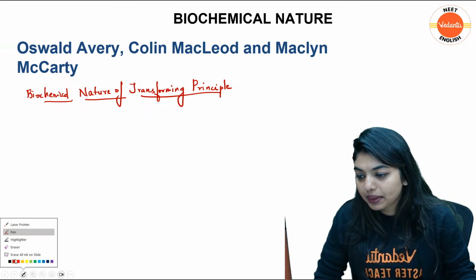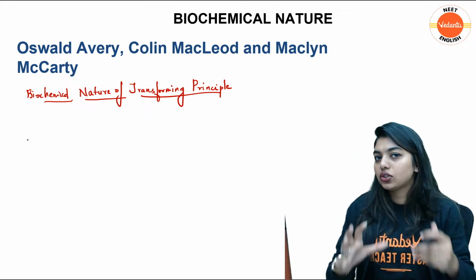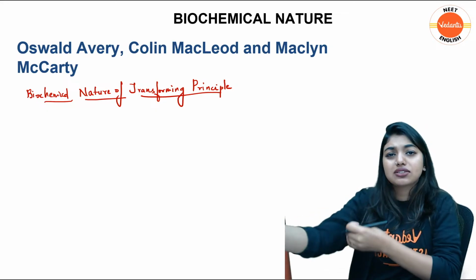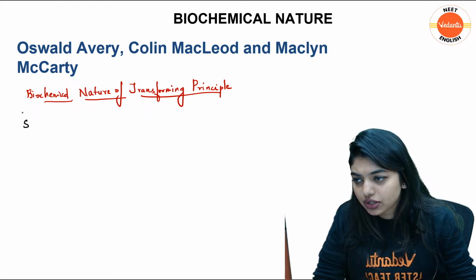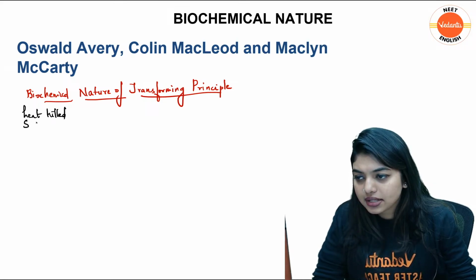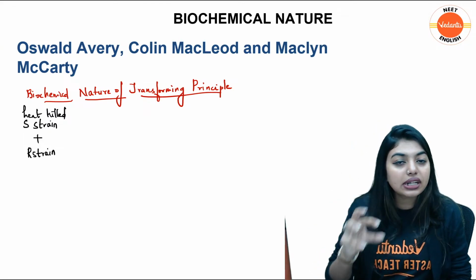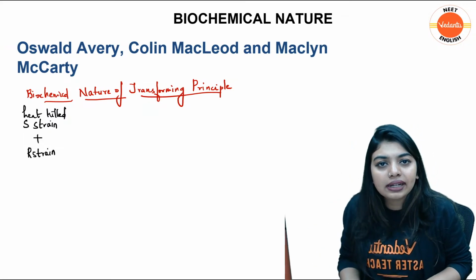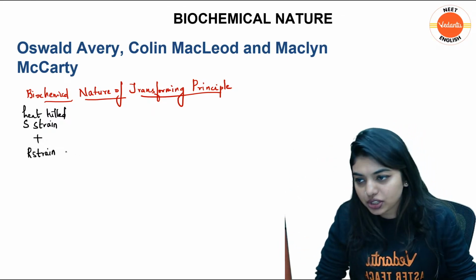Now, students, what is happening? Let's try to understand. What are we working on? The biochemical nature of the transforming principle. What is the combination that we are taking? We are taking heat killed S strain plus R strain together. Why are we taking this combination? Because we need to find what has happened, like who went from S strain to R strain. So we are taking this combination first.